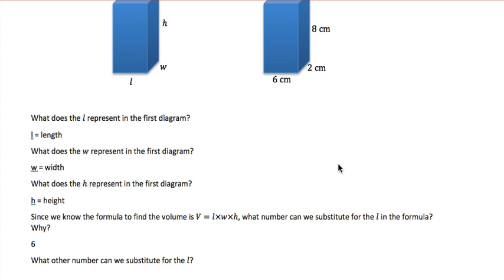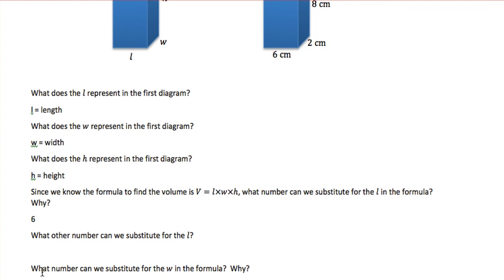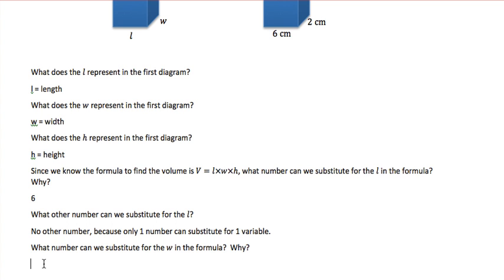Next, they ask us a strange question. What other number can we substitute for the L? Well, no other number can substitute because only one number can substitute for one variable. Then they ask what number can we substitute for the W, and W can be substituted by 2 because it matches the same location in each prism.